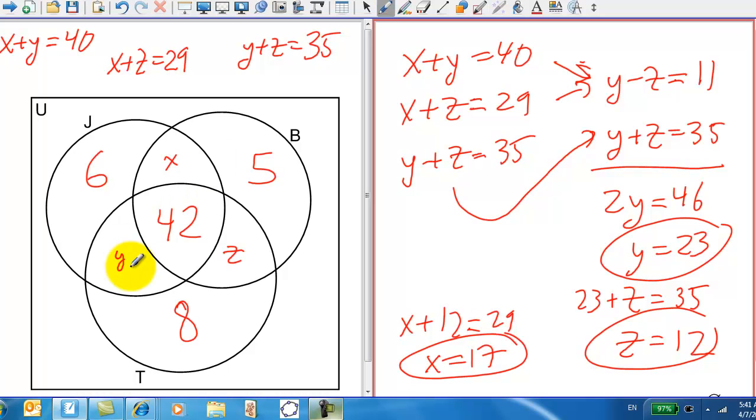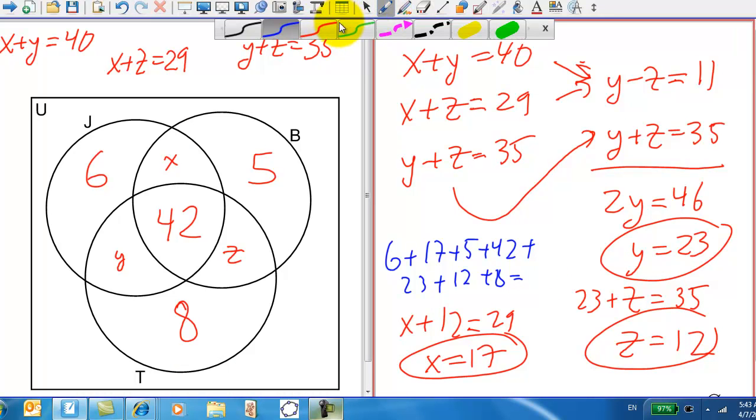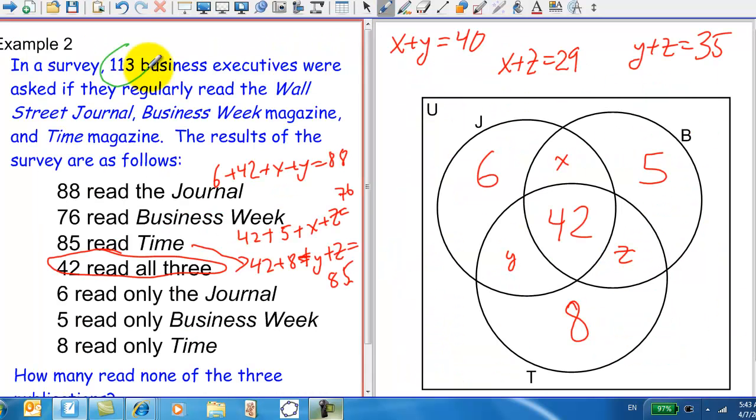We can plug those in, and when you add up those 7 numbers, that's 6 plus X, which is 17, plus 5, plus 42, plus Y, which is 23, plus Z, which is 12, plus 8. Let's see what we get on that one. And we add them all up, and you get 113, which is our total number of business executives.